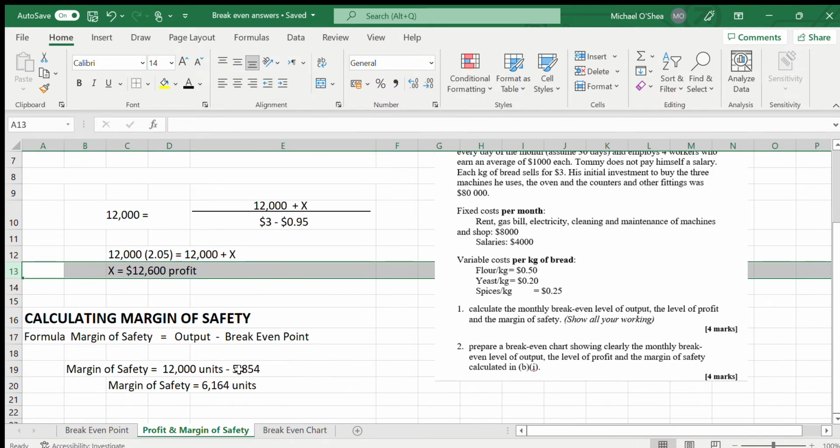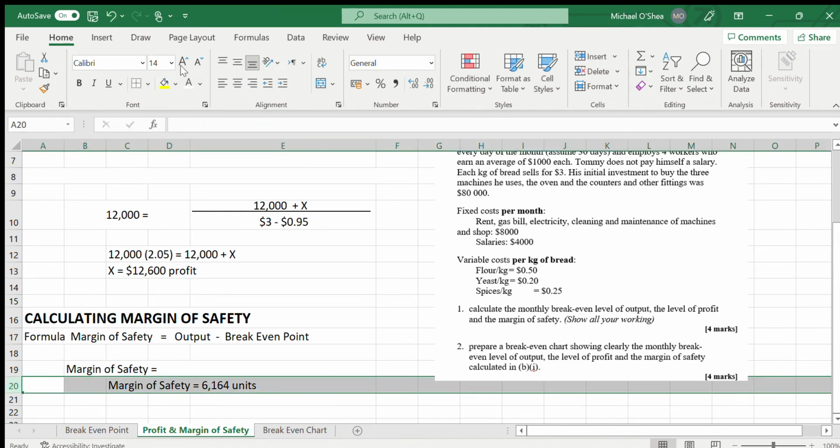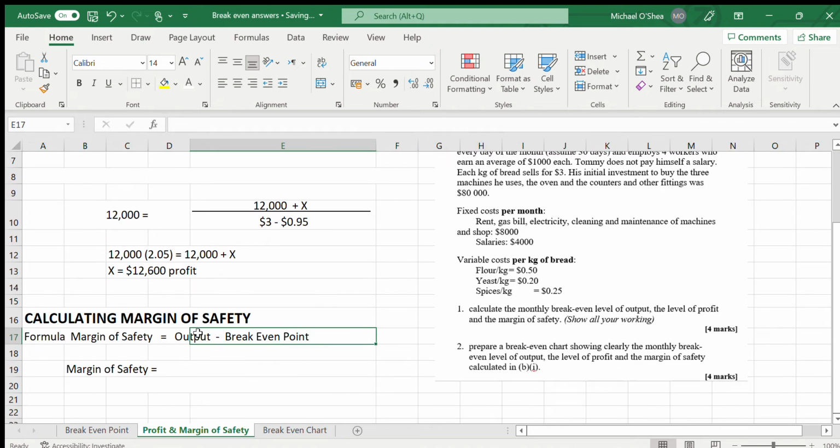Margin of safety is a little bit different. I was supposed to black these out, obviously you can see them now, but just to go through it step by step. Margin of safety is, okay, you sold 12,000. How many units have been making you profit? The idea is, how many units above break-even point have you sold? And these units make you profit.